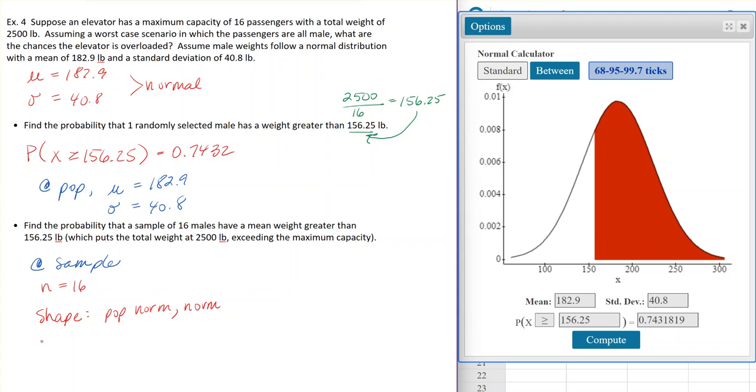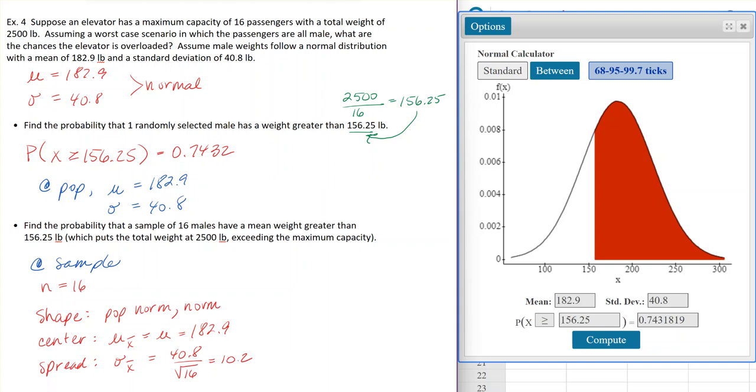So that's good. The center of my sampling distribution says that the mean of the sample means is equal to the mean of the population, or 182.9. And the spread is the standard deviation of the sample means, which is equal to 40.8, the standard deviation of the population, divided by the square root of our sample size of 16. And that's going to be 10.2. We'll use 10.2 for our number.